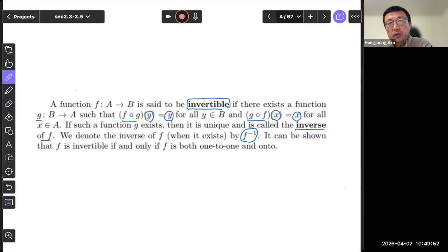The function is invertible if and only if the function is one-to-one and onto. One-to-one means two different vectors in the domain will be mapped to two different vectors in the codomain. The mapping is onto when the codomain and the range are the same. So the function is invertible if your function is one-to-one and onto.